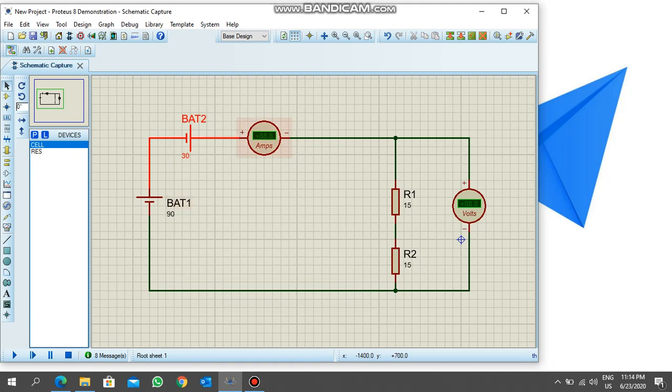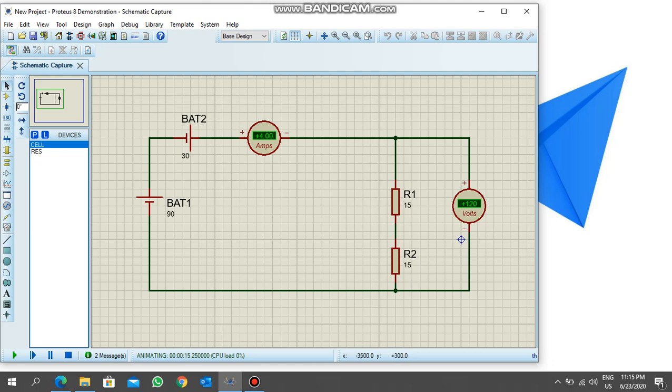So first of all, let's calculate this with Ohm's law, and let's run the simulation. According to Ohm's law, V equals IR. What is I? I is 4 amperes, and R is 15 plus 15, which is 30. So 30 into 4 is 120. Our voltmeter is also showing 120 volts.